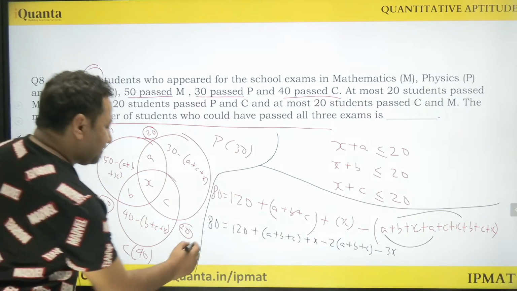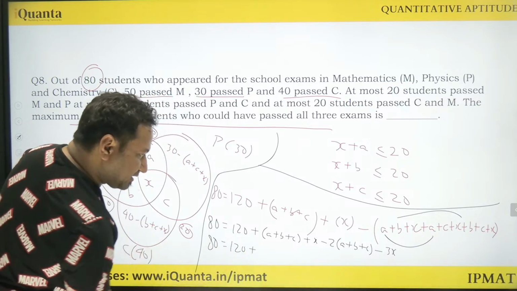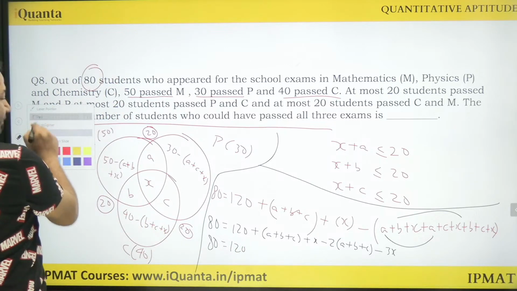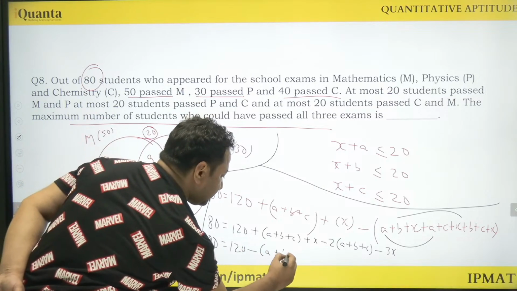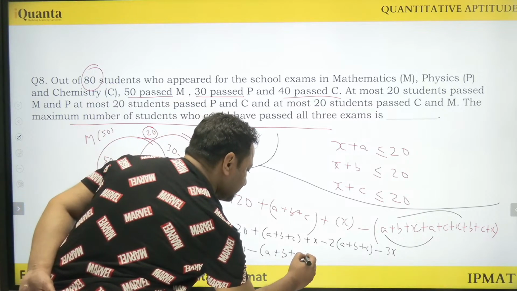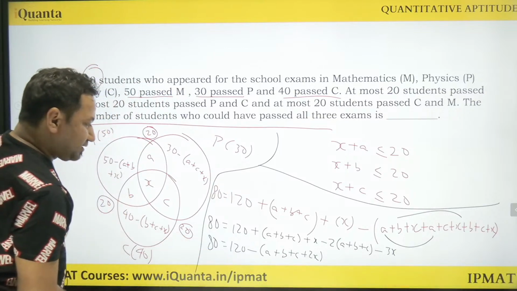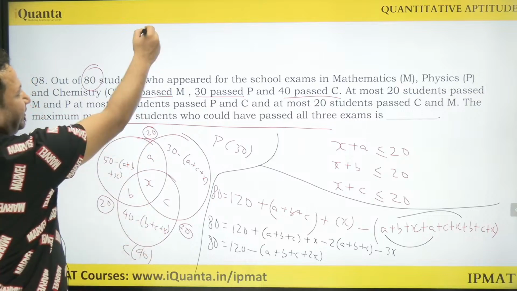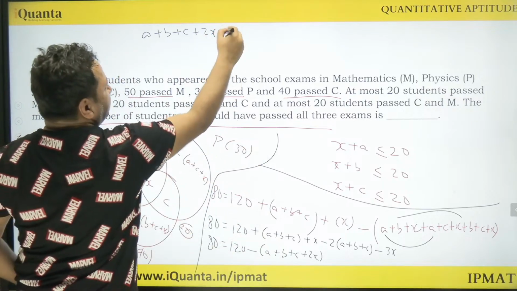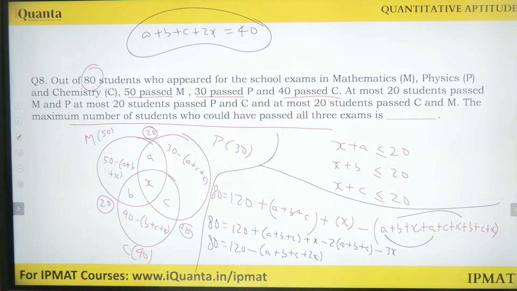Is that right? Which also means 80 is equal to 120 plus, it will not be plus, it will be minus 120 minus of A plus B plus C, and here we have X minus 2X. So that is what we have. Which also means, where should I write? I'll write it here. A plus B plus C plus 2X is equal to 40. That is what we know. All right. Any problem there?